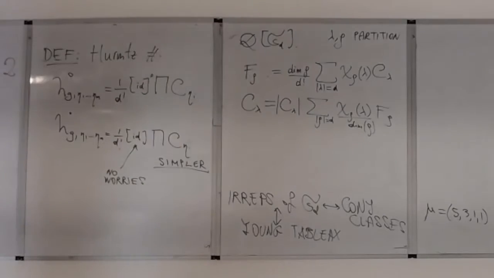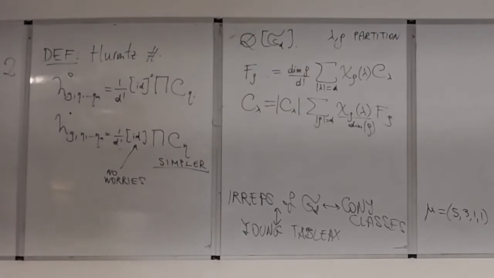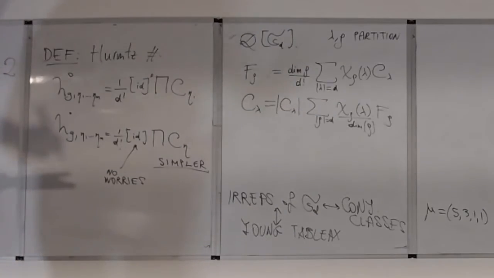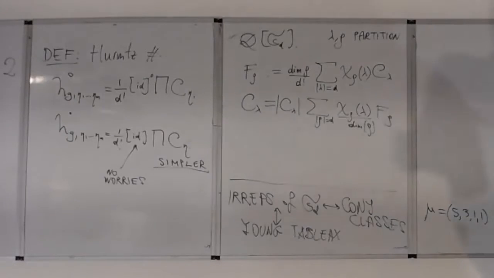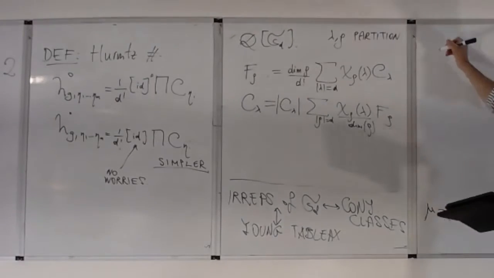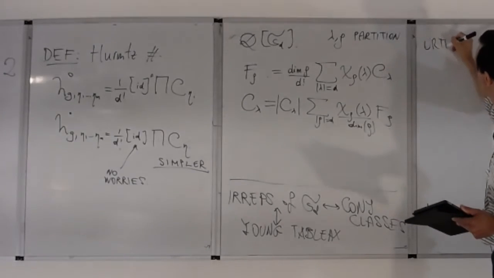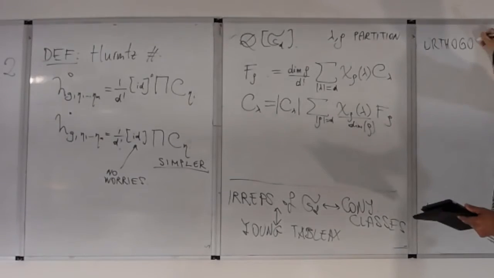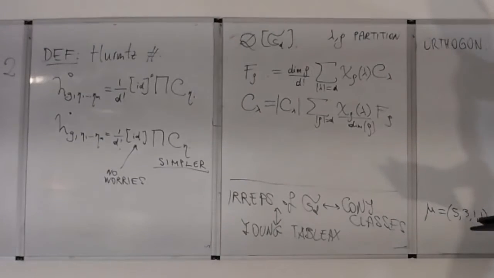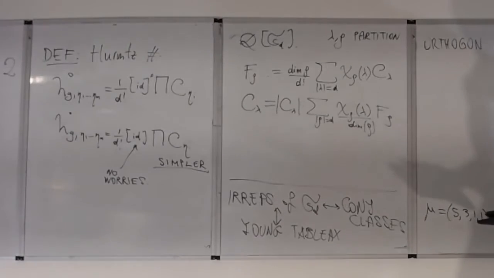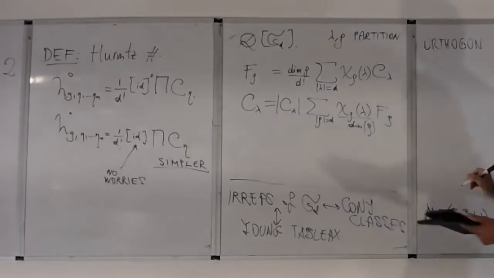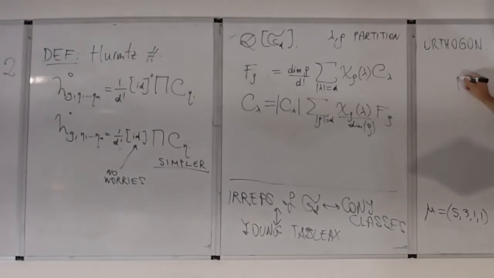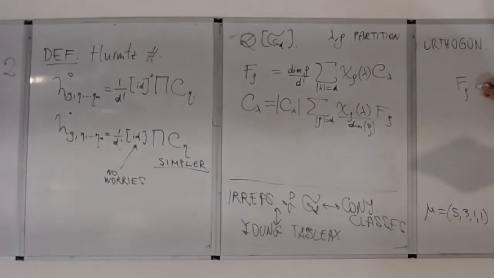So I'm just doing a change of basis. But now there is a little magic, and this magic is that the orthogonality of characters implies, and is basically equivalent to, the fact that the F are idempotents.